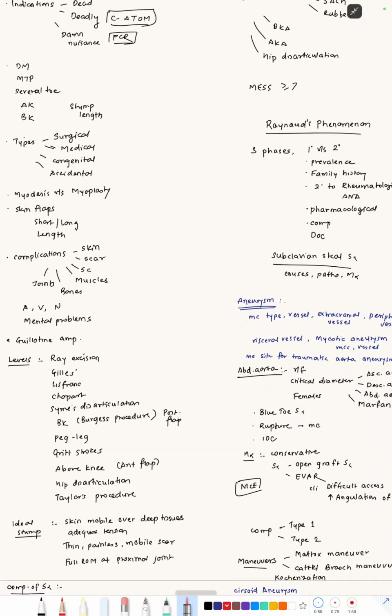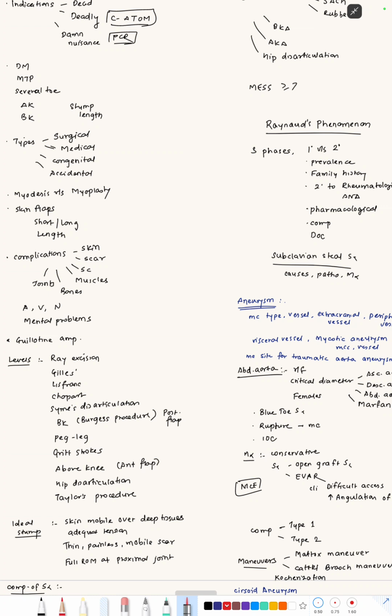Then in diabetes mellitus, amputation of the digits is done. For metatarsophalangeal joints, a ray excision is done for several toes when they are affected. Transmetatarsal excision is done. Above knee amputation and below knee amputation. Above knee amputation helps in better healing, while below knee amputation helps in better mobility of the patient. For above knee amputation, a long anterior flap is recommended. For below knee amputation, a long posterior flap is recommended.